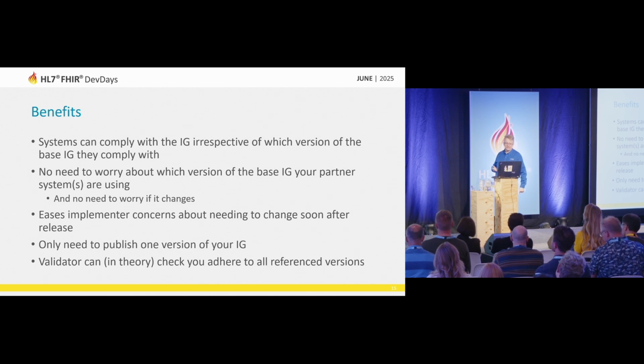It also means that as implementers, they don't have to worry about having multiple releases of the Da Vinci IGs. We only have to publish one thing. Readers only have to read one thing. And the validator can check that we are, in fact, doing everything that we claim to be doing.